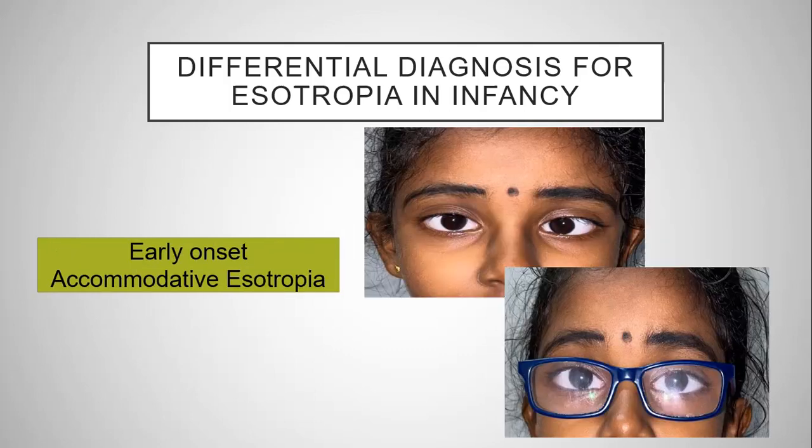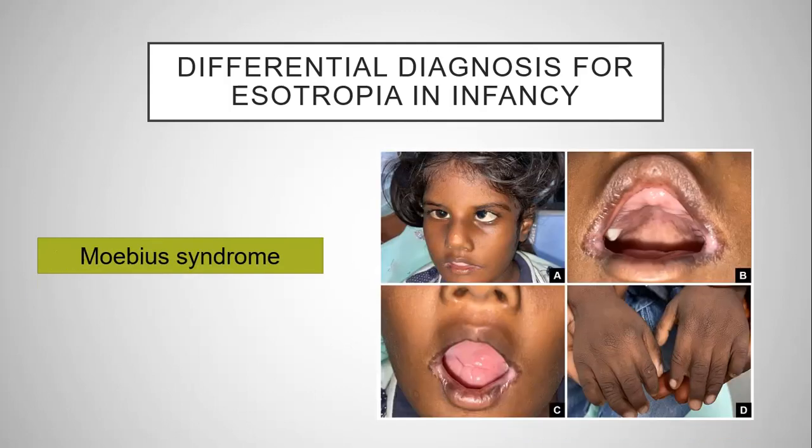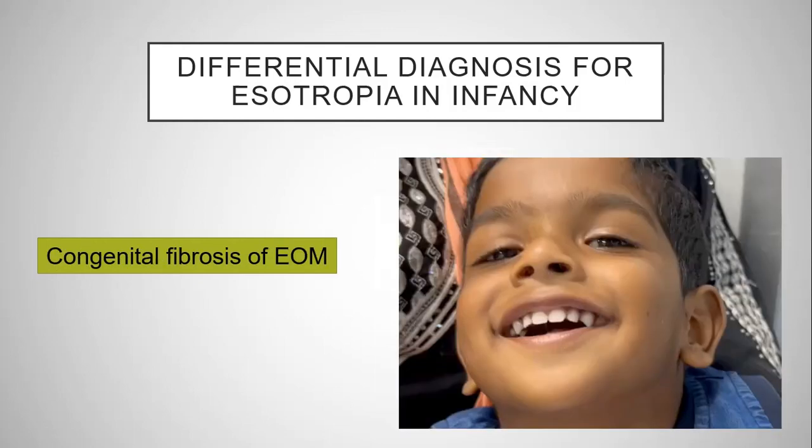Early onset accommodative esotropia is not like congenital esotropia, which has a large, stable angle. Here it is an intermediate to small angle with hyperopic refraction, and with glasses the eye becomes ortho. Another differential diagnosis is Mobius syndrome. Here both eyes have lateral rectus palsy, with associated findings like facial nerve palsy and hypoglossal nerve involvement.